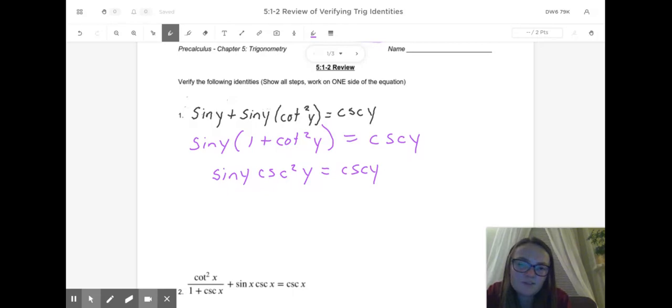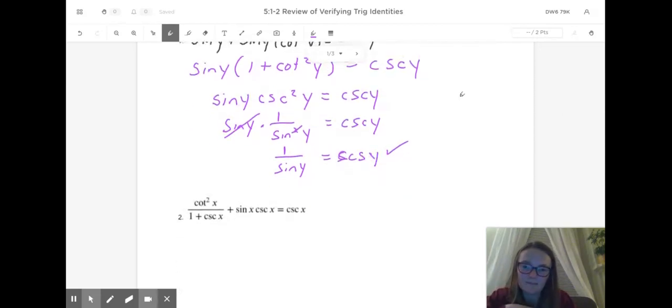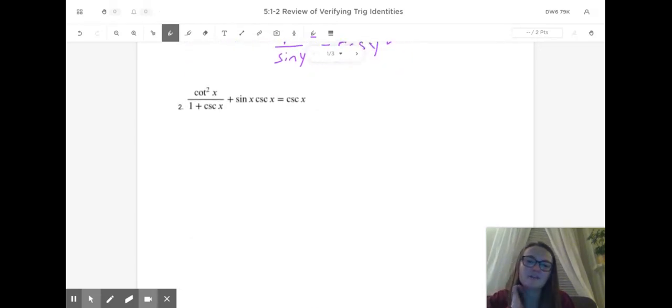Well, if I write this in terms of reciprocal identities, I get sine of y times 1 over sine squared y is equal to cosecant y. What I can see here is that one of the sines is going to cancel, leaving me with 1 over sine of y. Well, 1 over sine y by reciprocal identity is cosecant y. And so that right there is verified. All right, let's try the next question.